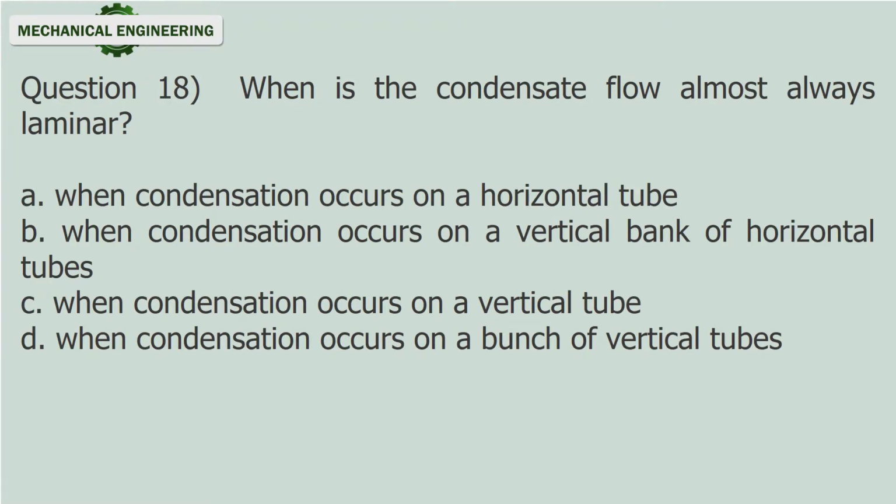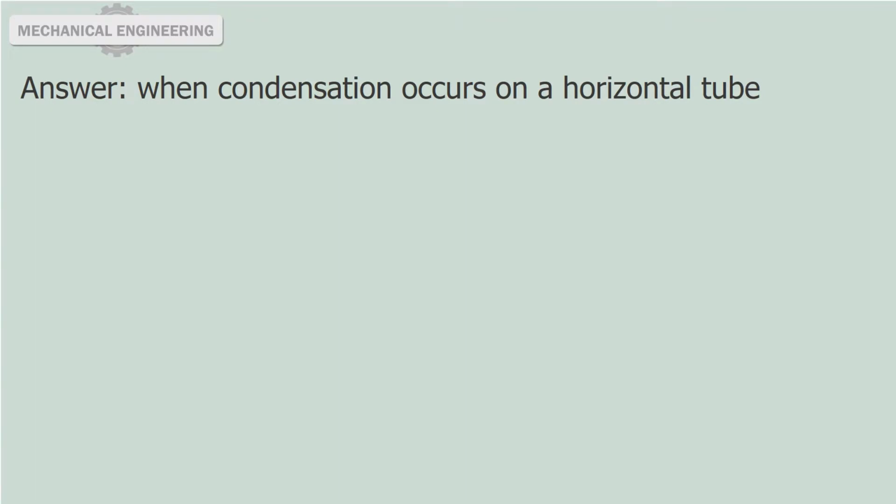Question 18. When is the condensate flow almost always laminar? A. When condensation occurs on a horizontal tube. B. When condensation occurs on a vertical bank of horizontal tubes. C. When condensation occurs on a vertical tube. D. When condensation occurs on a bunch of vertical tubes. Answer: when condensation occurs on a horizontal tube.